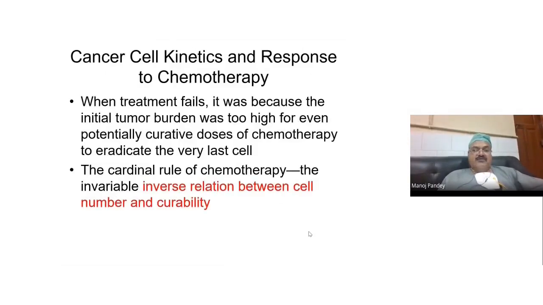So basically, from the Gompertzian curve and the cell kill theory, one line that you should understand is that there is an inverse relation between cell number and curability. So higher the number of cells, less the chance of curability. Less the number of cells, higher the chance of curability. That means if you intervene and treat the cancer early, you have better chances of cure rather than intervening later and trying to treat the patient. So when the disease is already metastatic, tumor burden is higher, the chances of cure are almost negligible.